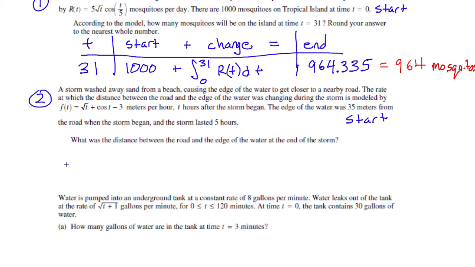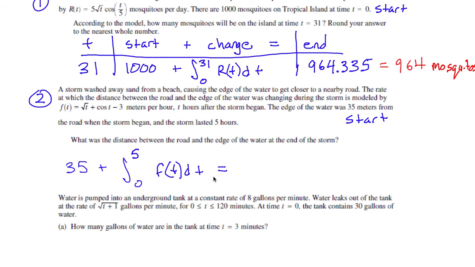So I'm now doing 35, my start, plus my change, my integral from my start time, which is 0, because it's t after the storm began. I didn't begin at 0, and then began after that, right? From 0 to 5 of that lowercase f of t dt function.